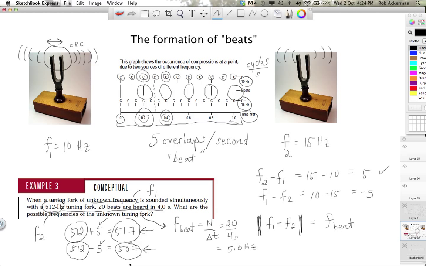In that case, what you can do is what guitar players do when they're tuning their strings. You take the unknown tuning fork and you gradually increase its frequency. Why do you increase its frequency? Well, think about it this way.